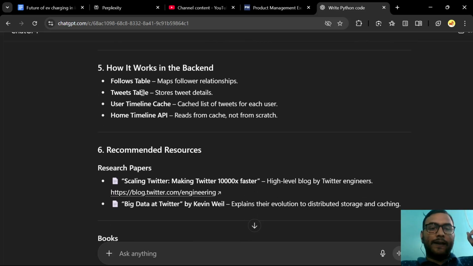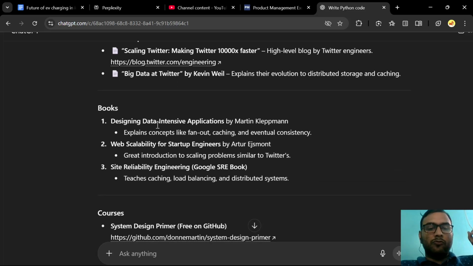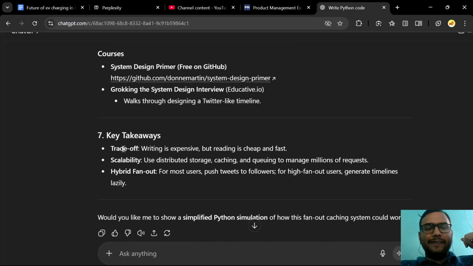So how does it work in the backend? Different tables: follows table, tweet table, user timeline, a cache list of followers for each user, and the home timeline API reads from cache, not from scratch. So these are the sources we can read from. Again, it has shown what we are reading from. And again, the key takeaway is writing is expensive, reading is very cheap and fast.